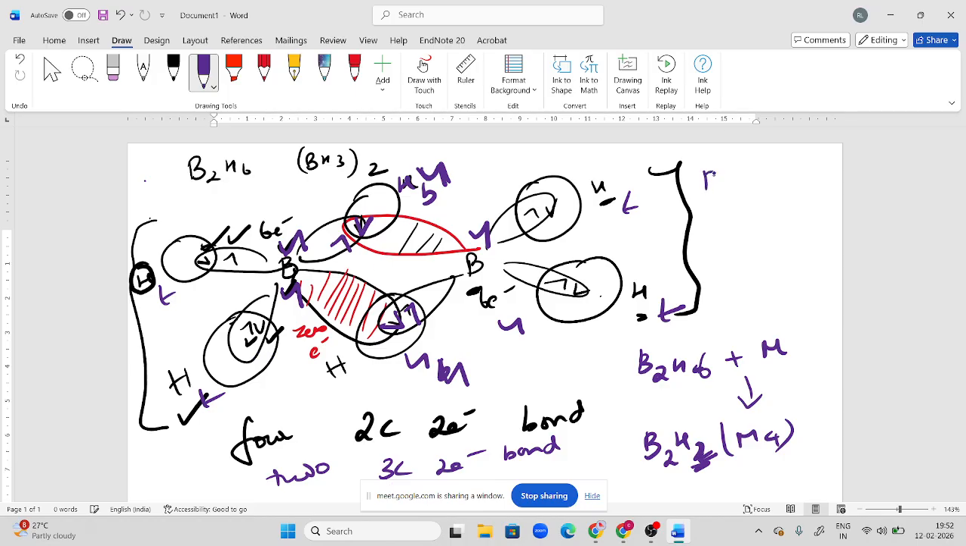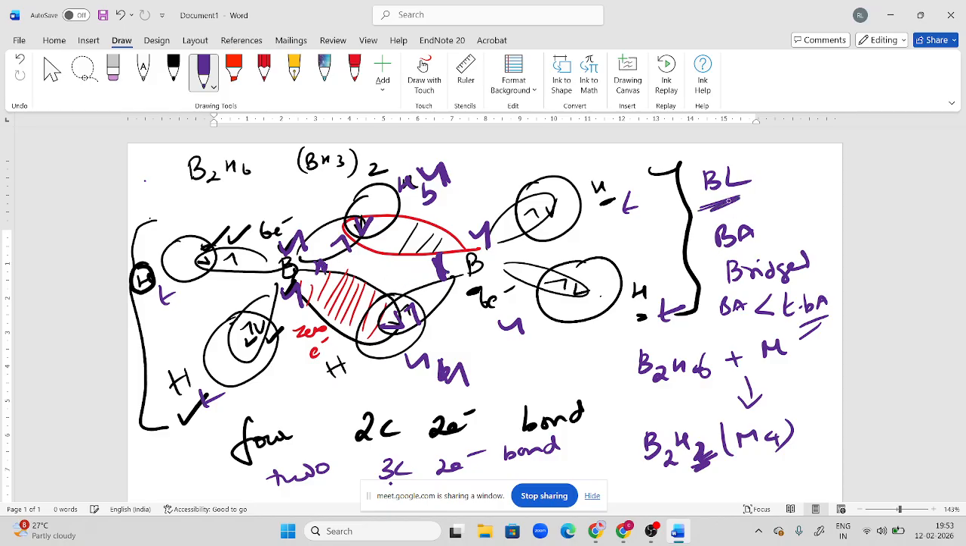Now talking about the bond length and the bond angle. The bond angle of this bridging one will be less. Bridged bond angle will be less than the terminal bond angles, because they are coming close with each other, bending themselves to do this bond.